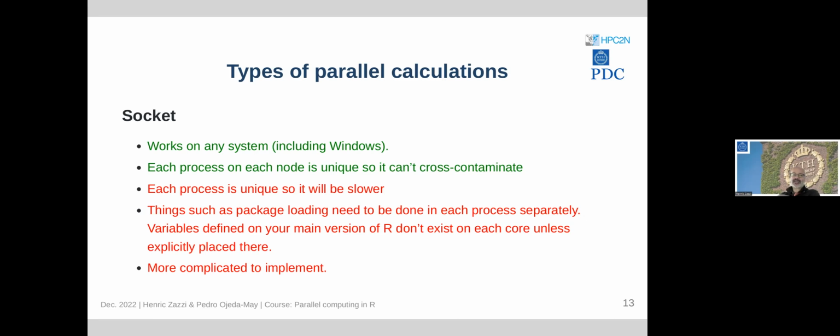Things such as package loading or moving data have to be done in each process separately. And variables defined in your main version do not exist in each core unless you explicitly place them there. I'll show you some examples of it later in the presentation. It's also more complicated to implement. What I can say also is that socket, now this is for shared memory computers, is very close to distributed computing, because it uses kind of the same technique as socket programming when you use distributed memory computing.